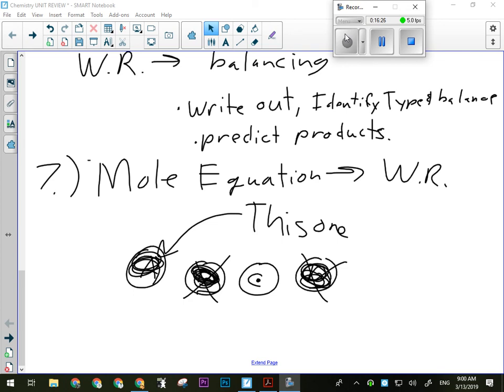Question number one in the written response is seven reactions that need to be balanced. So you have to be able to balance reactions.